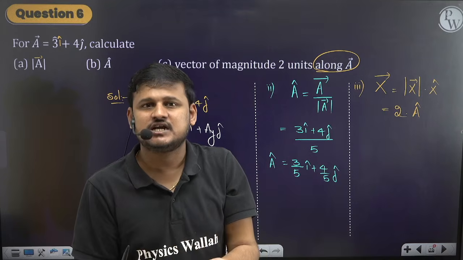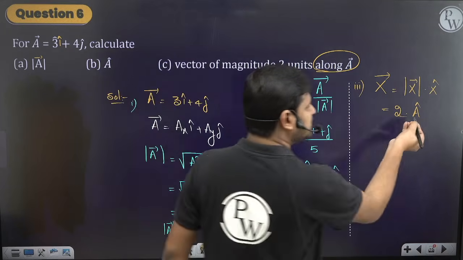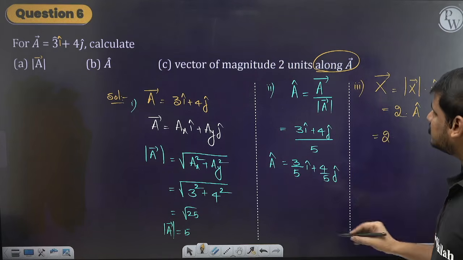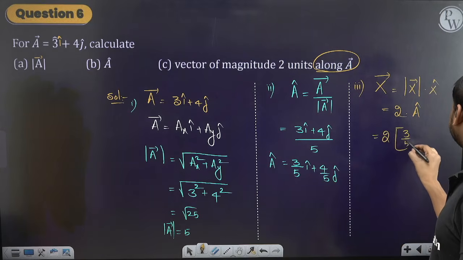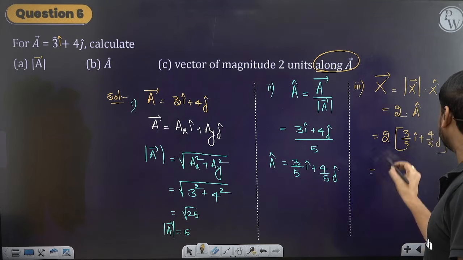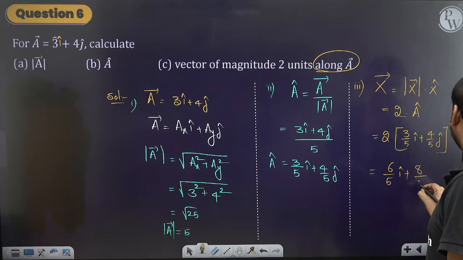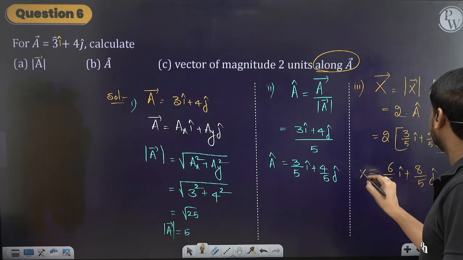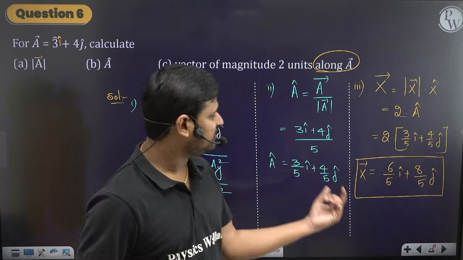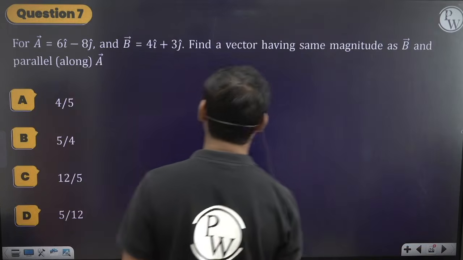Along means direction, right? So what is the direction of A? The direction of A will be given by the unit vector of A. That's why in place of x cap I am writing A cap. So 2 into A cap, and A cap is 3 by 5 i cap plus 4 by 5 j cap, that's it. From here we get 2 into 3, 6 by 5 i cap, plus 2 into 4, 8 by 5 j cap. So this is a vector x, some vector x. Clear, everyone?